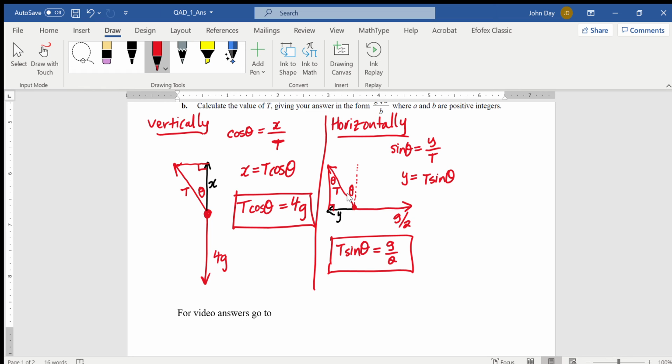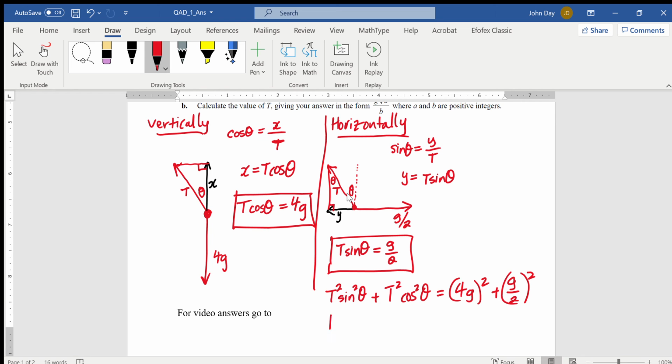So say I square this, I'll get t squared sine squared theta. And I square the other one, I'll get t squared cos squared theta. That's squaring both the left-hand sides and adding. So let's square both the right-hand sides and add. So I just took what was in those boxes there, squared and added.